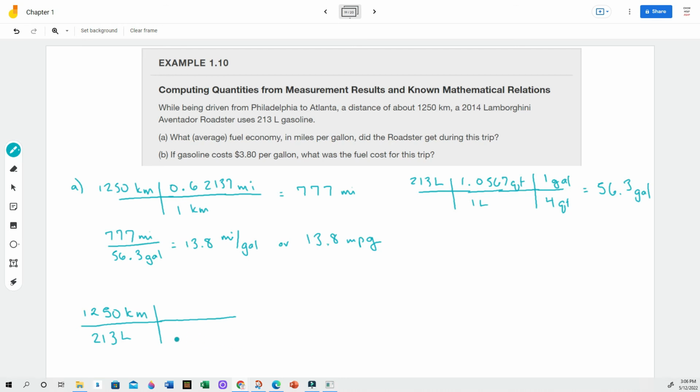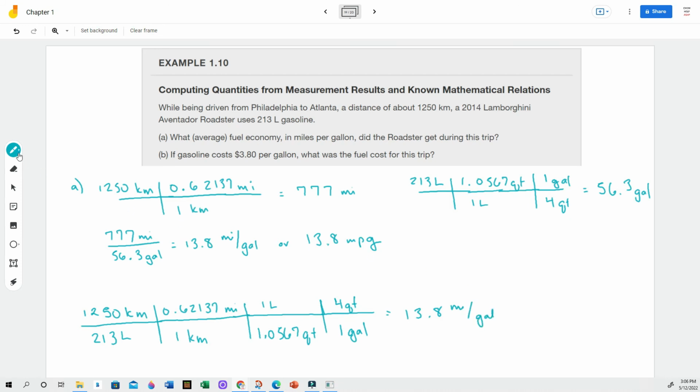Okay, so first I'm going to convert to miles. So in 1 kilometer, there are 0.62137 miles. So that is my distance taken care of. Now I'm going to take care of my liters. So in 1 liter, there are 1.0567 quarts. And then, of course, I need to convert quarts into gallons. So there are 4 quarts in 1 gallon exactly. And this also gives me my 13.8 miles per gallon.